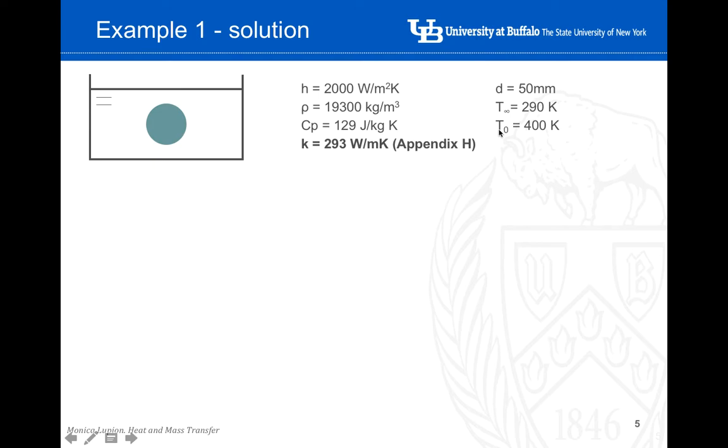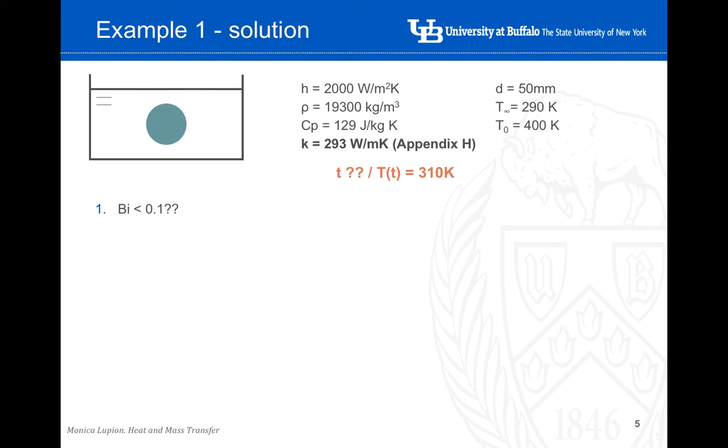We need to find out the value of the thermal conductivity, and since we know that the sphere is gold, you can directly go to Appendix H, where there is a table with the different values of thermal conductivity for common materials, including gold. We need to calculate how long it would take for the centerline of the sphere to reach 310 Kelvin.